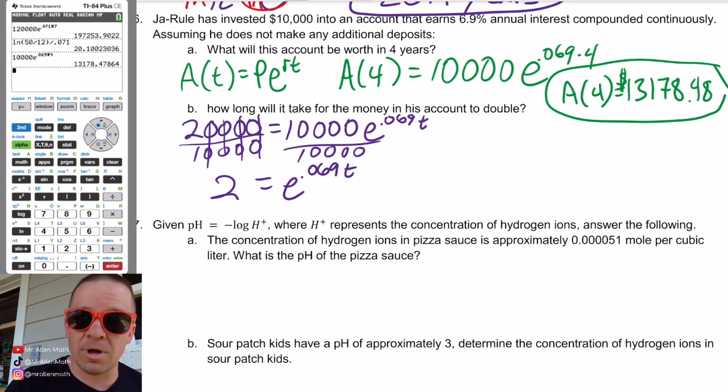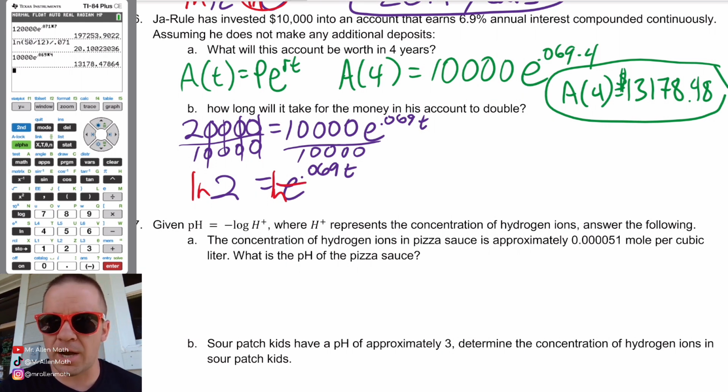And now I can take the natural log on both sides like we did before. Natural log, and those are gone with each other. Natural log and e, they're getting out of here.